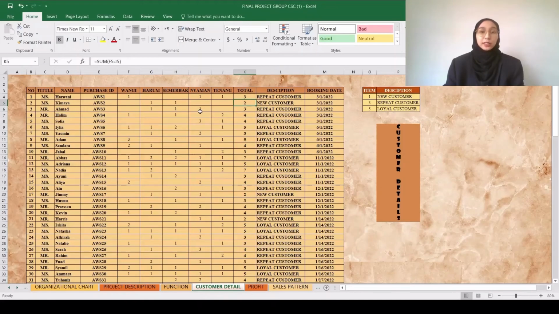Here is our customer details. Here we have the numbers, title, names of the customer, purchase ID, and we have the collection names. Here Wangi, Harum, Semerbak, Nyaman, and also Tenang. And here the total amounts of the purchase. After that we have description and also the booking date of the candles.